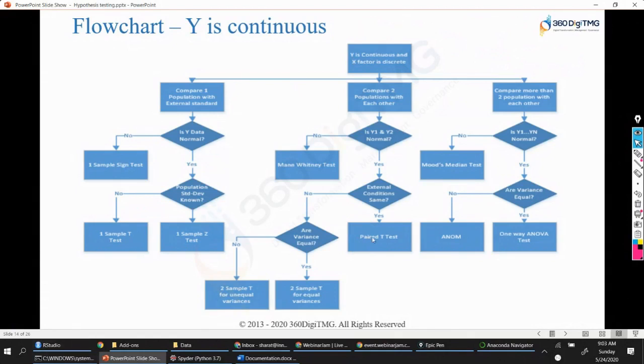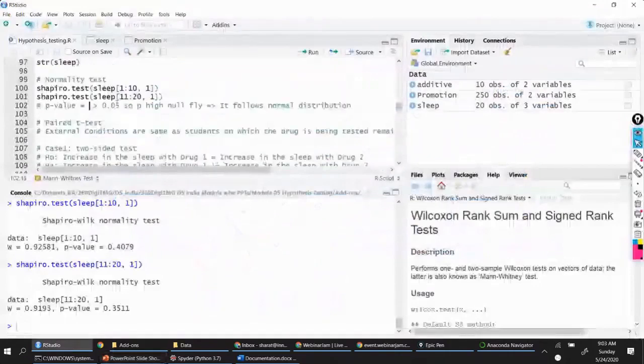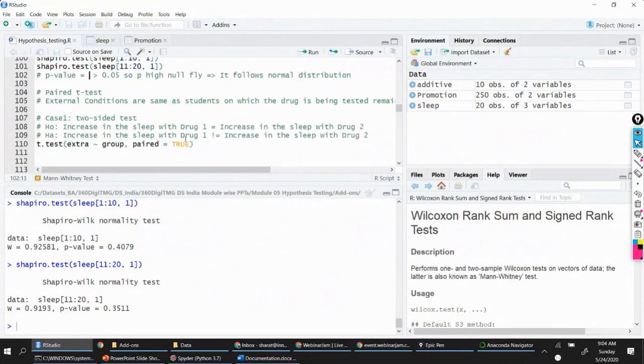If the external conditions are the same, then we do a paired t-test. Okay. So the paired t-test is performed when the same set of data is being considered to verify the effect of a specific parameter. Right? So here we are verifying the drug effect on the same set of data, two drugs. So here we are doing a two-sided test again. Case 1. We say the sleep time for the two drugs is the same.